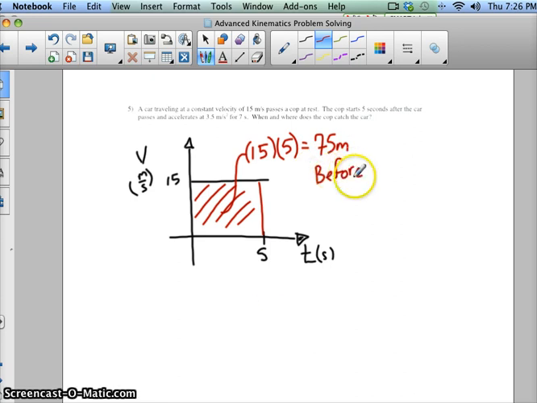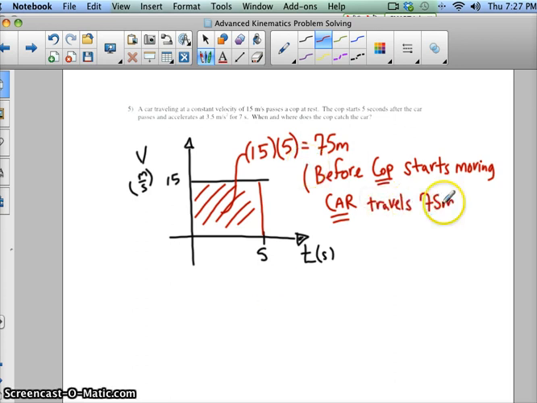So this means before the cop starts moving, the car, so I'll use the word car for the person who was speeding, and I'll use the word cop for the cop car. So car means the car that passed the cop, and cop means the cop car, okay? So before the cop starts moving, the car travels 75 meters, okay? We'll use that information later.